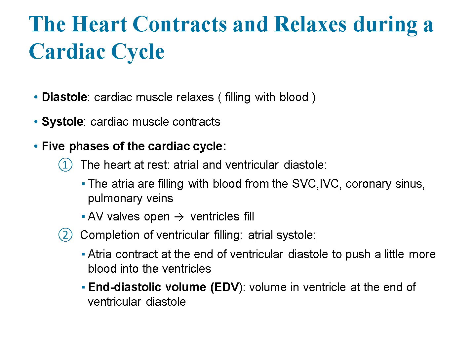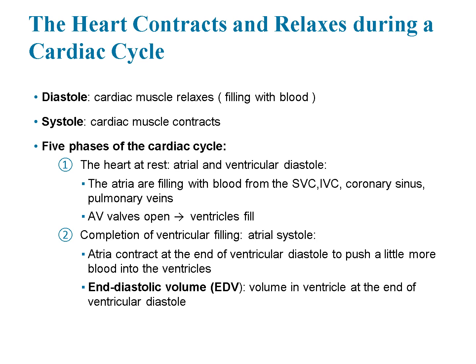The second phase is the completion of ventricular filling, known as atrial systole. At this stage, the atria contract at the end of ventricular diastole, pushing a small additional volume of blood into the ventricles to ensure they are fully filled. The volume of blood in the ventricles at the end of this phase is known as the end diastolic volume. This represents the maximum amount of blood the ventricles hold before contraction begins.